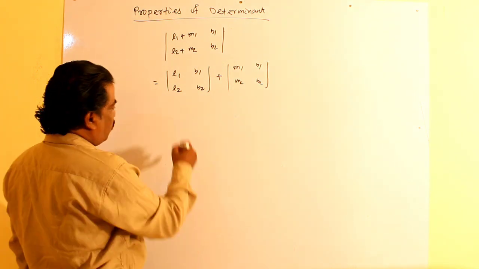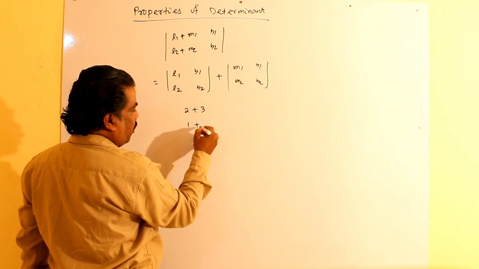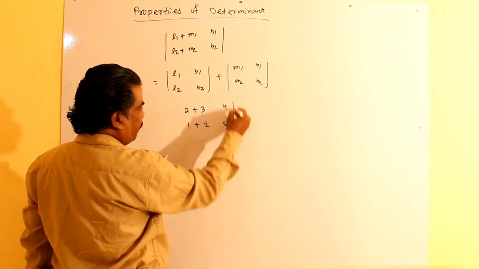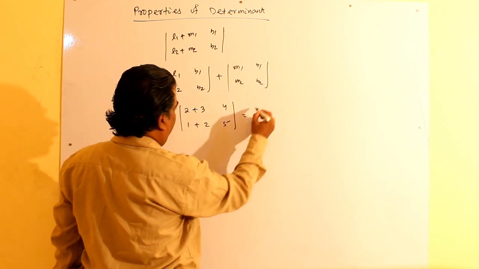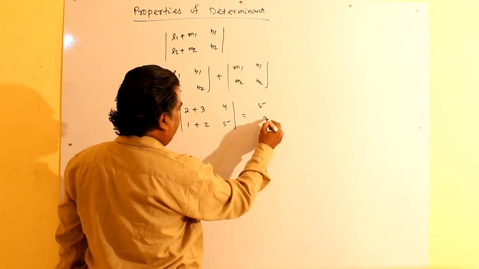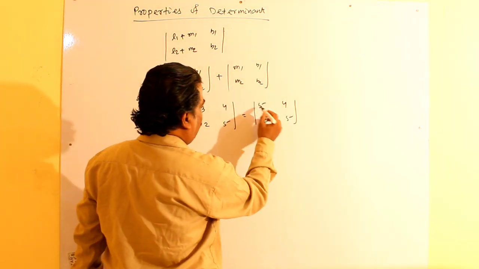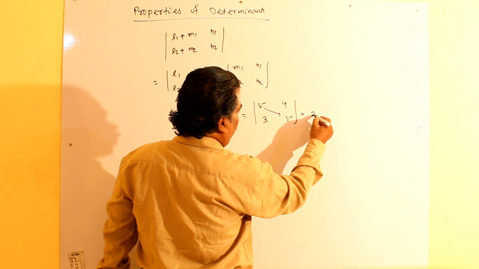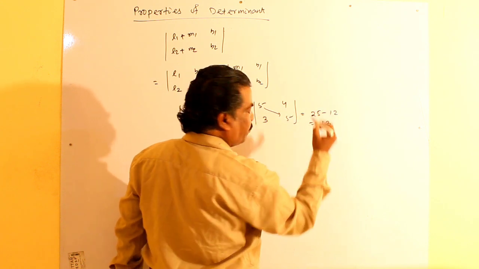Now let us have an example. Suppose the determinant is |2+3, 1+2; 4, 5|. Now the value is equal to |3+2, 5; 2+1, 3; 4, 5|. Now we know the value is equal to 5 into 5, 25 minus 12. That is equal to 13.